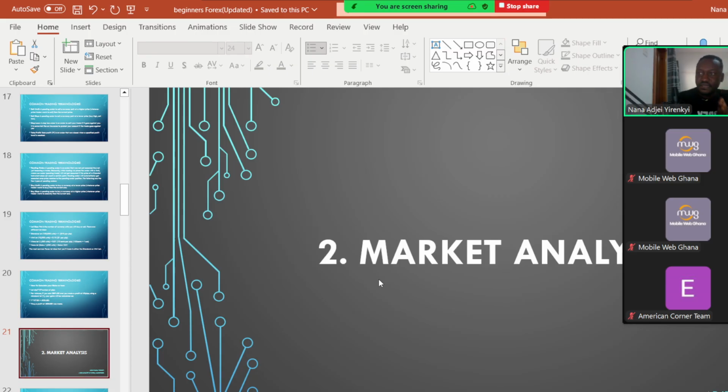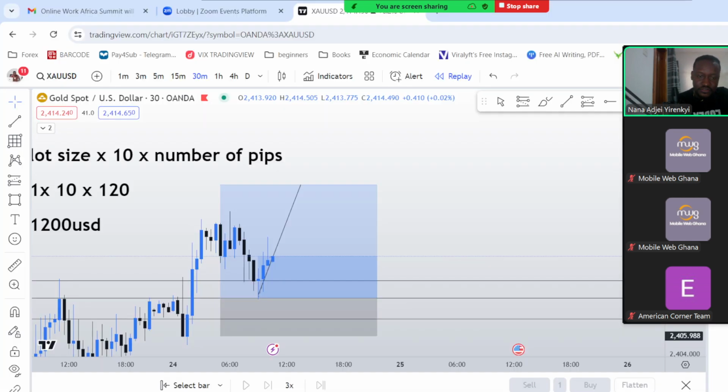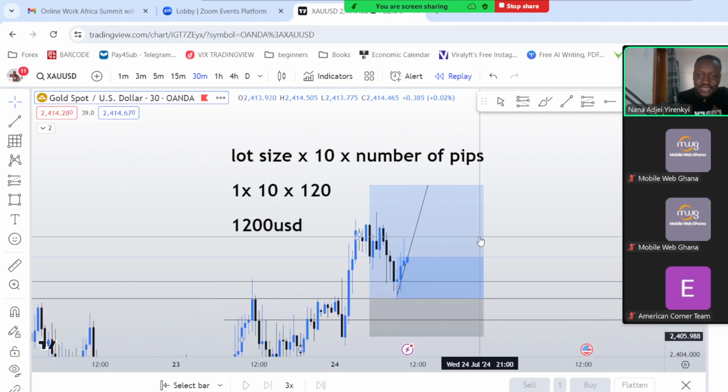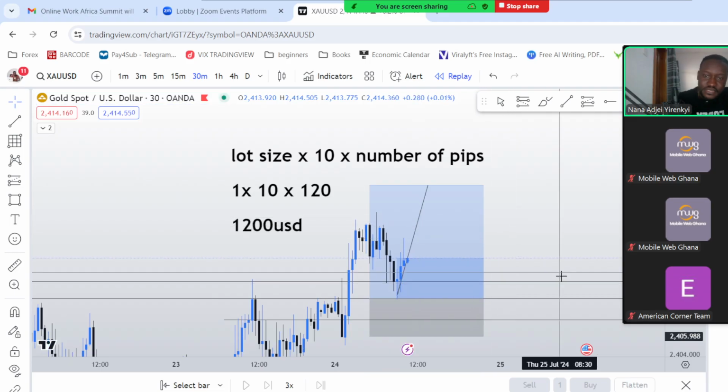Okay, so for market analysis, we have two types. The first one is fundamental analysis, and the second one, which most forex traders actually implement, is what we call technical analysis. If you look back at my chart, all that you see over here, I just analyzed the market technically, and then I use that technical analysis to predict the future price movement.